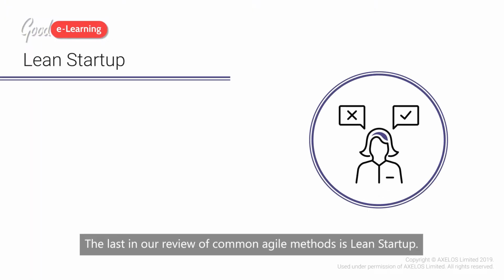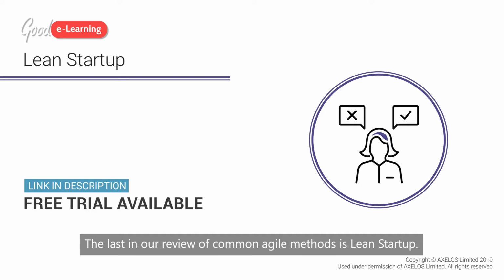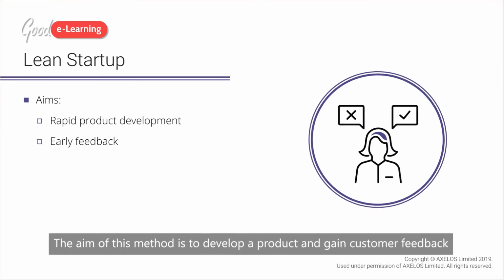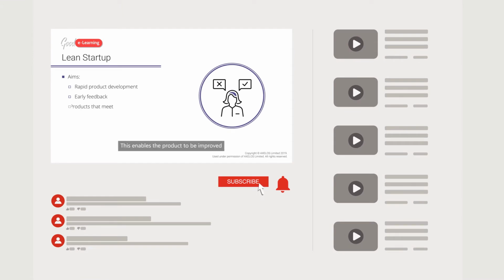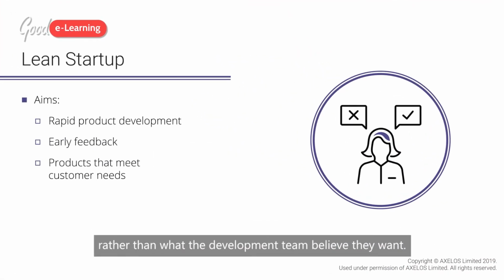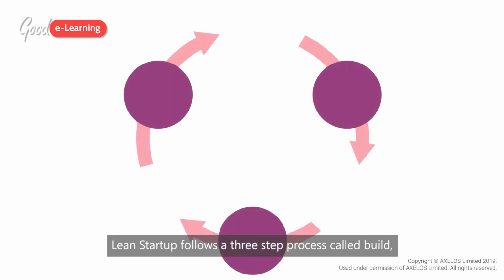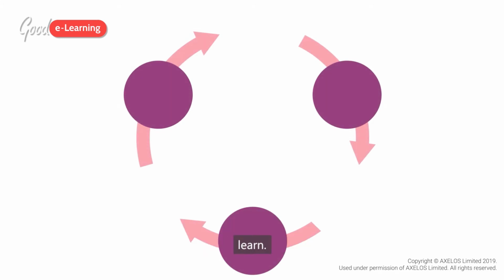The last in our review of common Agile methods is Lean Startup. The aim of this method is to develop a product and gain customer feedback as quickly as possible. This enables the product to be improved in line with what customers actually want, rather than what the development team believe they want. Lean Startup follows a 3-step process called Build, Measure, Learn.